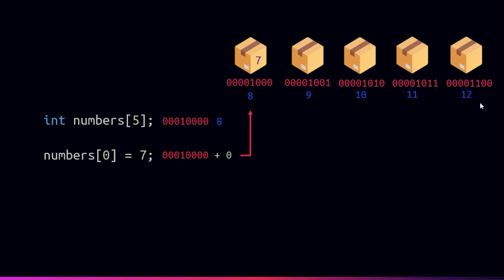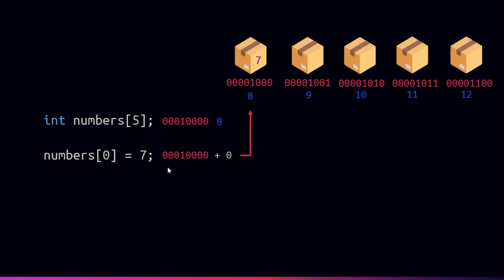And again, the blue numbers here are just the human readable versions of these addresses, okay? So we declare this array, it allocates shelf space, but then what also happens is we store the first memory address of that array. So in this case, the numbers variable here gets set to the memory address of the first location on that shelf, which in this case is 8.